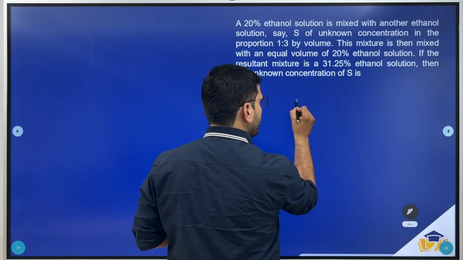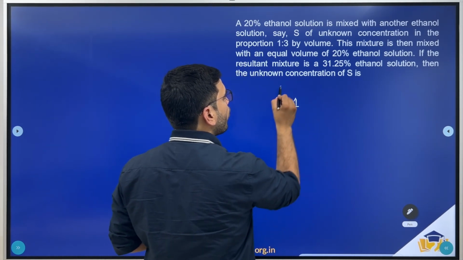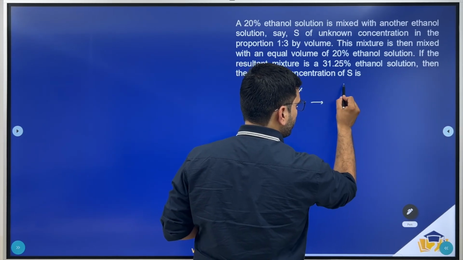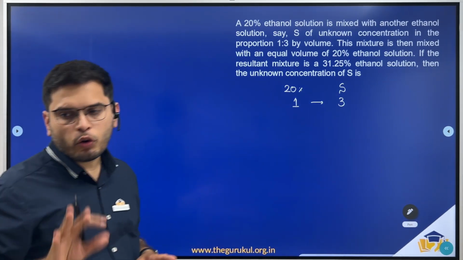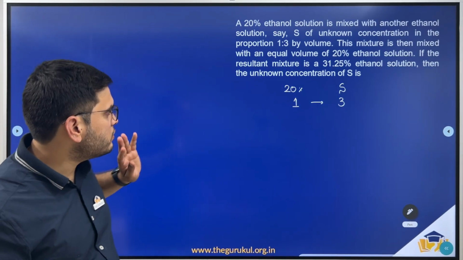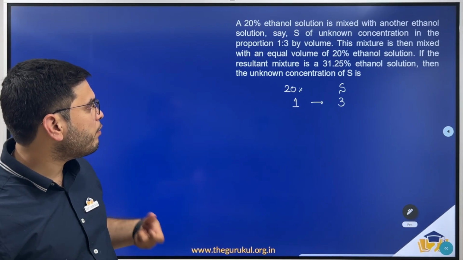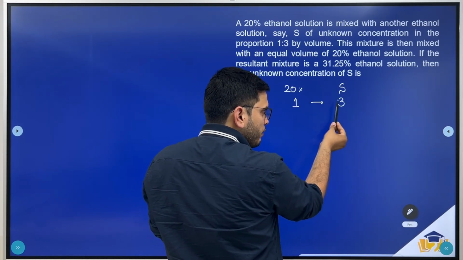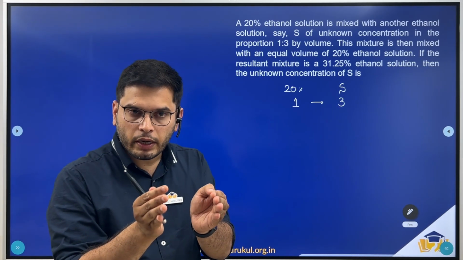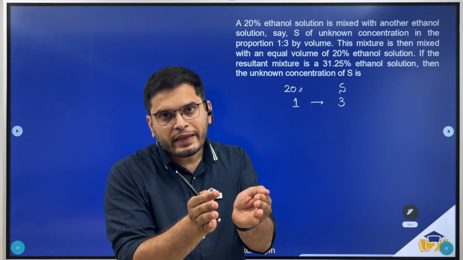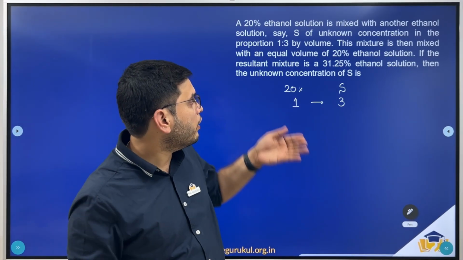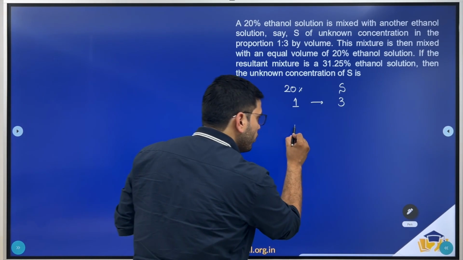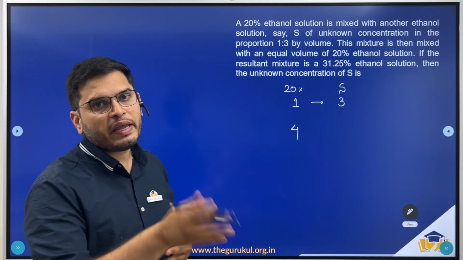So first, 1 part of 20% ethanol solution is mixed with 3 parts of some other ethanol solution whose concentration we do not know, right. Let that concentration be S. Then what happened? The mixture is then mixed with an equal volume of 20% ethanol solution. Now after one part is mixed with 3 parts, you have a total of 4 parts. These 4 parts of that mixture are again mixed with 4 parts, an equal volume, of another 20% ethanol solution. So 4 parts of 20% ethanol solution is being added, right.